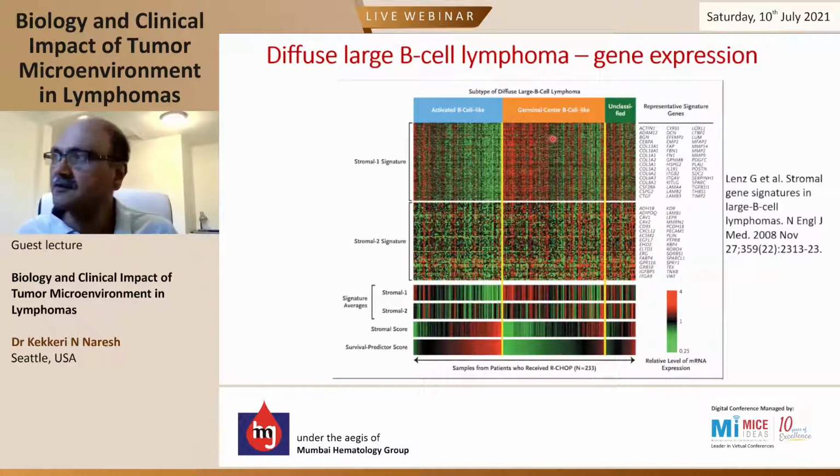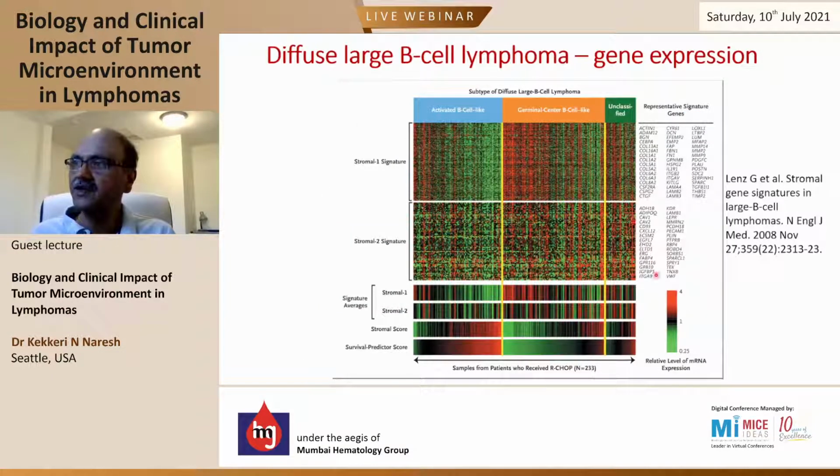Subsequent to this, the same group went on to study immune signatures, like in the follicular lymphoma paper by Sandeep Dave. Here, Lenz's paper focuses on two types of stromal signatures, stromal signature 1 and stromal signature 2, which were relatively independent of germinal center and activated B-cell types of diffuse large B-cell lymphomas. And this impacted survival of patients. You can see, based on stromal signature 1 and 2, they could come up with a combined stromal score, which in turn impacted the survival predictor score.